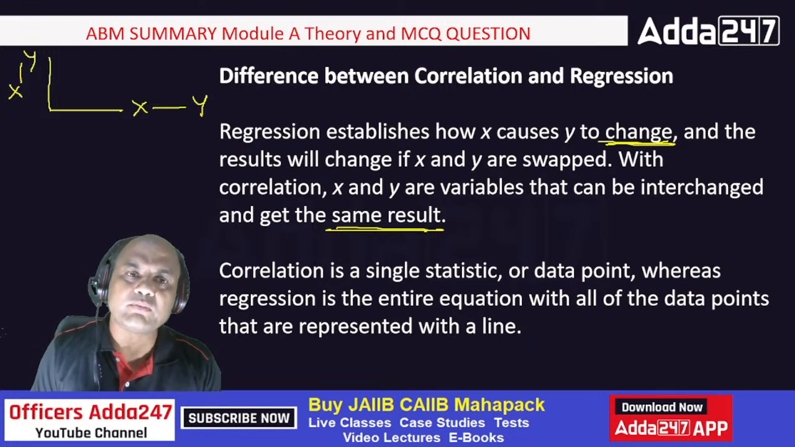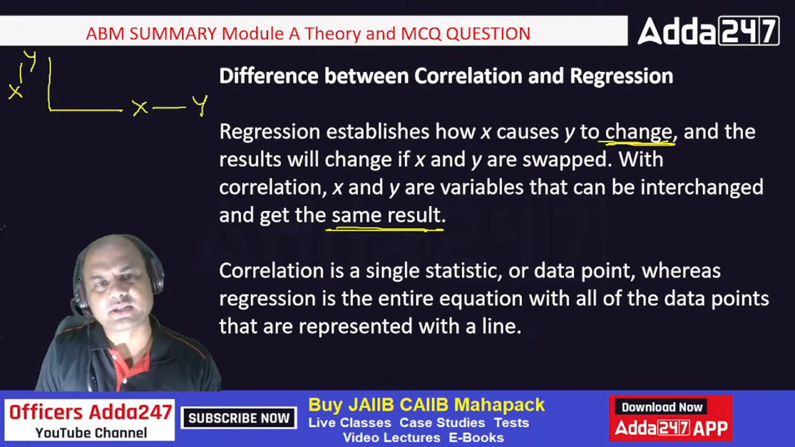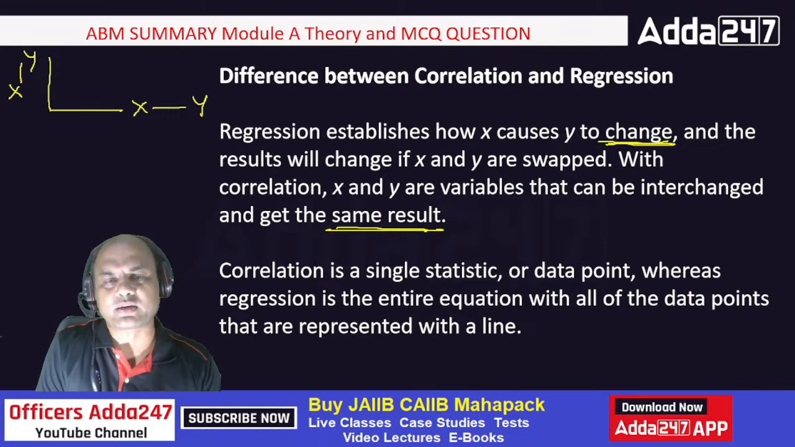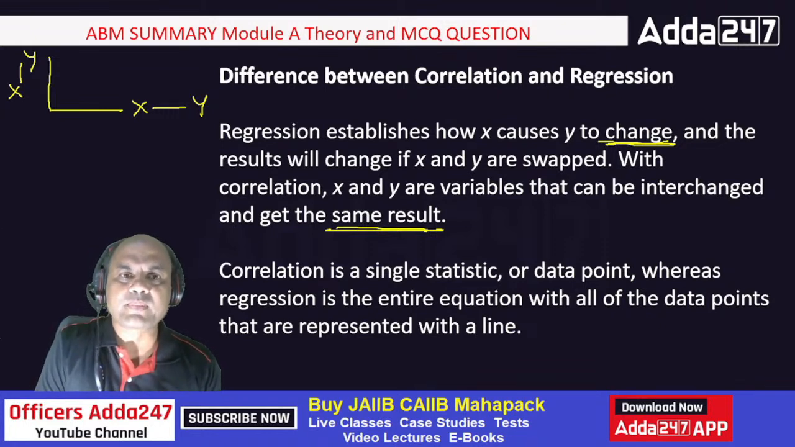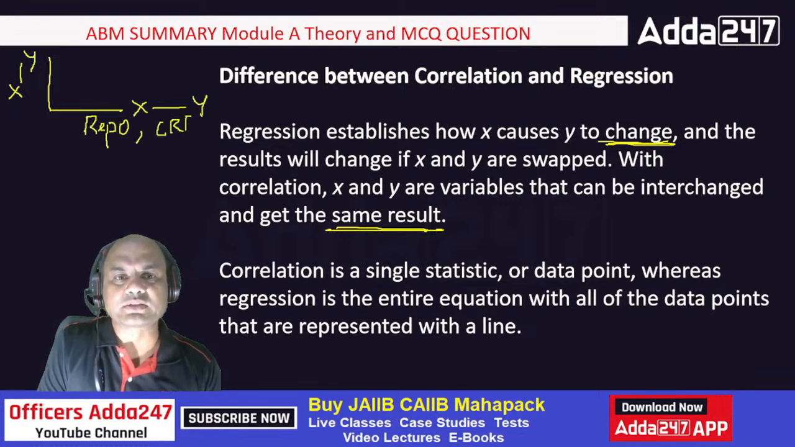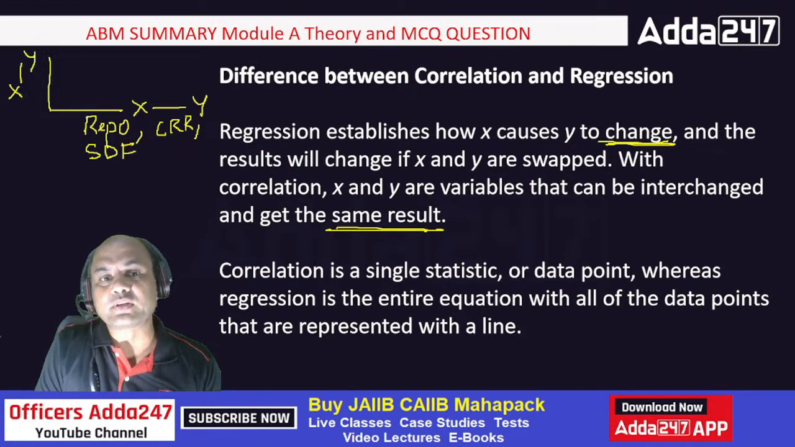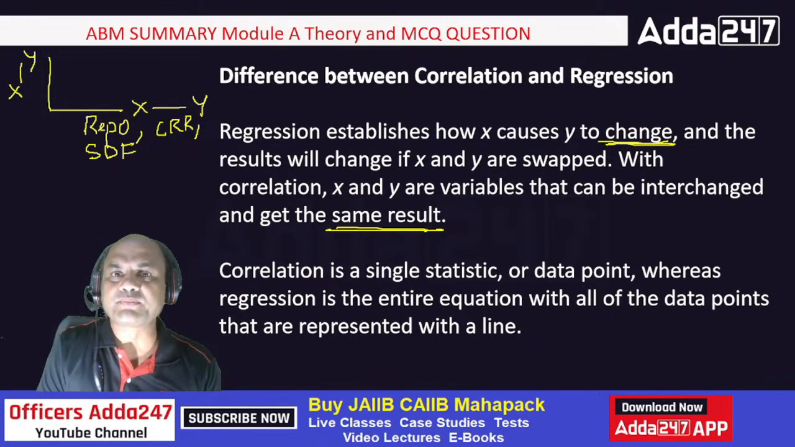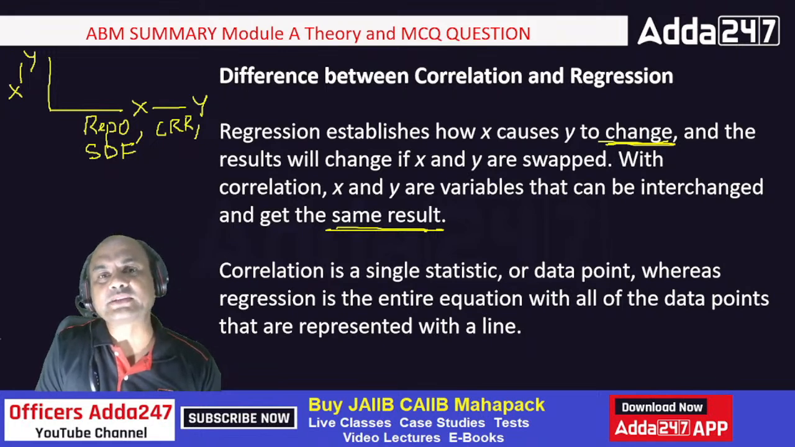Suppose I am having multiple x. Multiple x means what? Here, I'll give you various x's over here. A practical example: suppose I have the repo rate on x, or I might have CRR on x, or I might have SDF on x. SDF means the standing deposit facility given for these banks. These are the rates at which the banks keep the excess money with the RBI.